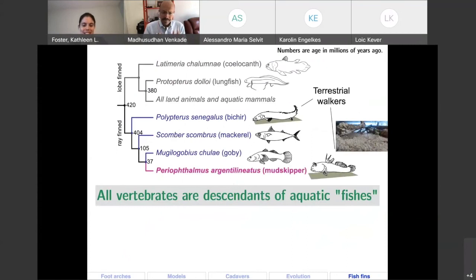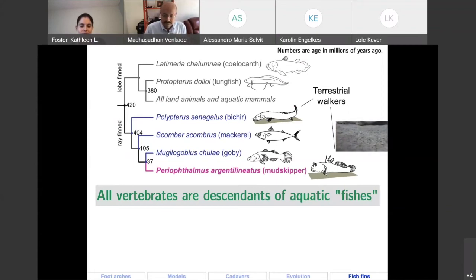Okay. Absolutely. So why am I thinking about fish fins? It's because really, let's wind back the evolution clock a lot more. All vertebrates are descendants of aquatic fishes. We are fishes, in fact. So around 420 million years ago, the lineage of fishes split into things that are called ray-finned fishes. Almost every fish you find today in the ocean is a ray-finned fish. And lobe-finned fishes, these strange creatures called coelacanths and lungfish, are examples. And all land vertebrates and aquatic mammals are lobe-finned fishes.